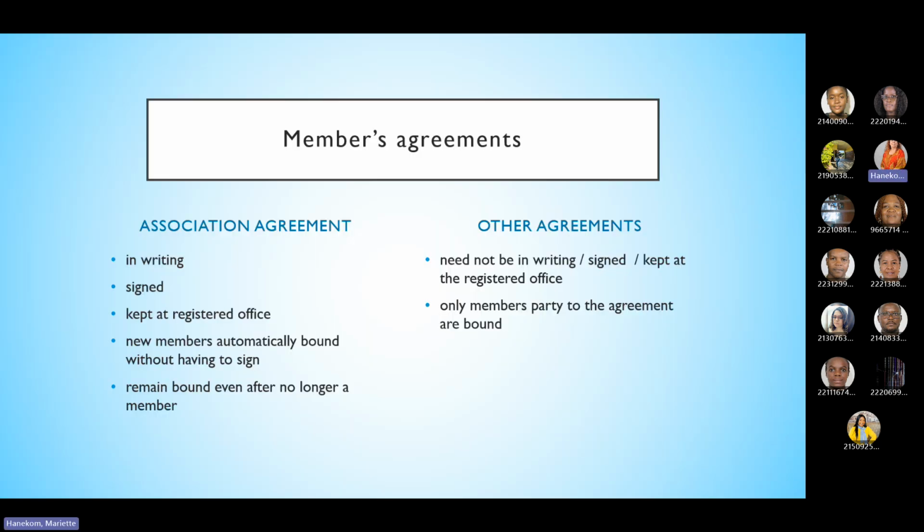In addition to association agreements, the law also permits members of a close corporation to enter into additional agreements, which are referred to as other agreements. So you get an association agreement and you get other agreements. Your association agreement must be in writing, must be signed, and it must be kept at the registered office of the close corporation. So it's not registered with BIPA, but it must be kept at the registered office of the close corporation.